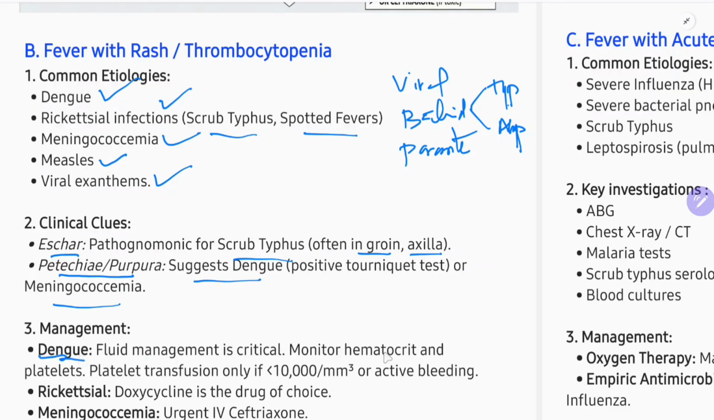Management. If dengue is the diagnosis, then fluid management is critical. Monitor the hematocrit and platelets. Platelet transfusion should be done only if the count goes down to less than 10,000 or if active bleeding is noted. Rickettsial: doxycycline is the drug of choice. Meningococcemia: urgent IV ceftriaxone should be given.